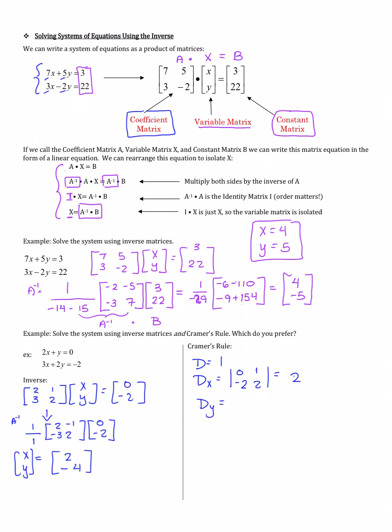And the determinant of y, now we keep the first column and replace the second column with our constant matrix, 0, negative 2. So that gives me a negative 4 minus 0. And since you're going to be dividing that by the determinant of the coefficient matrix, we know that x equals 2, y equals negative 4. It's kind of an easy example, but it gets the point across. Okay, so you have two different ways to solve a system of equations.